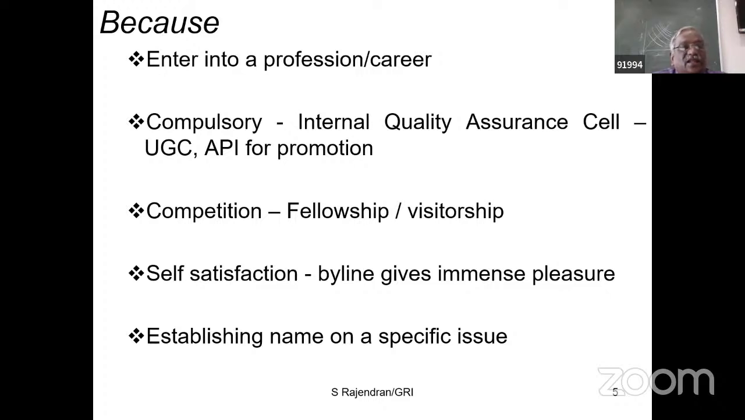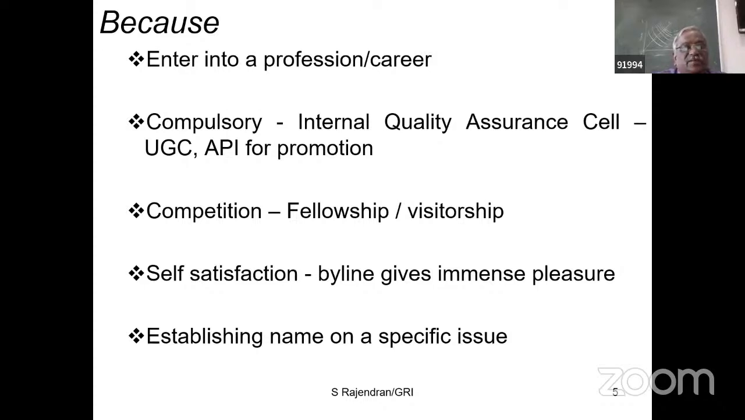And after entering that, there are compulsions from accrediting agencies at the local, regional, and international levels, like IQAC, the Internal Quality Assurance Cell, and also the compulsion from the UGC for CAS, and the Academic Performance Index for promotion at different ladders, from assistant professor to senior professor. Sometimes, due to local or technical reasons, this may be held up for many years. But normally, this is what happens in some institutions.